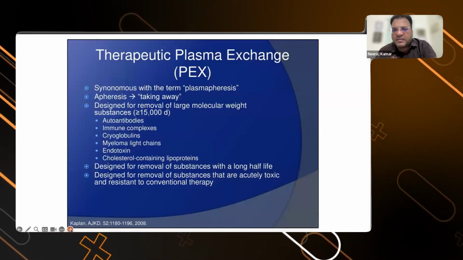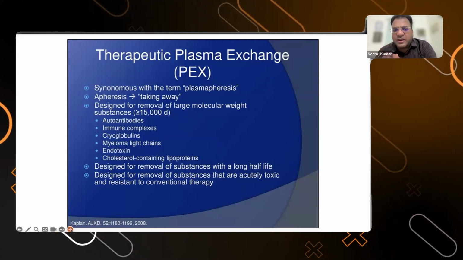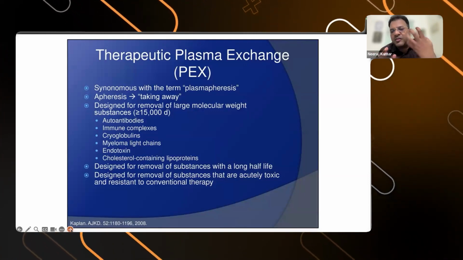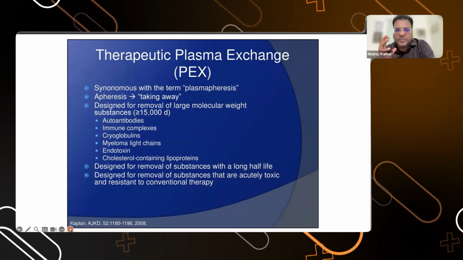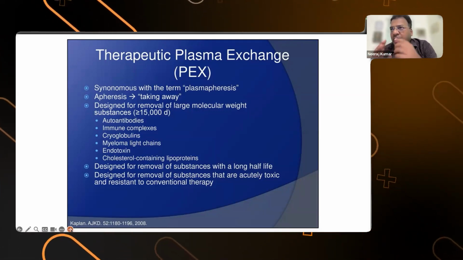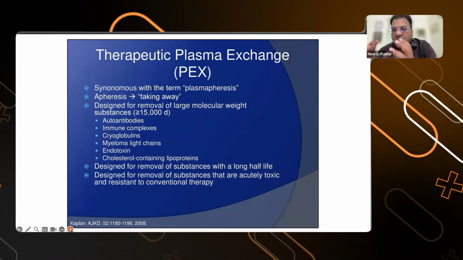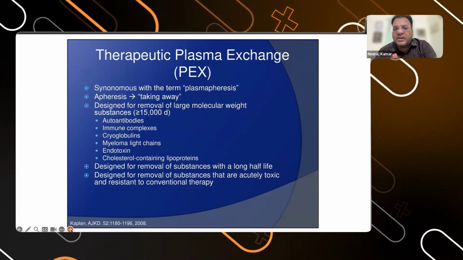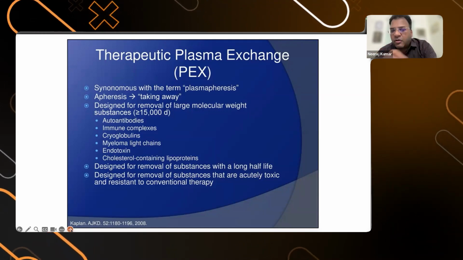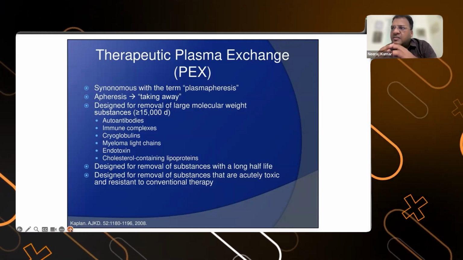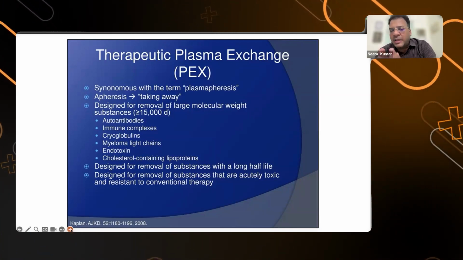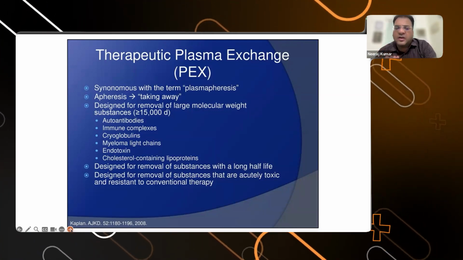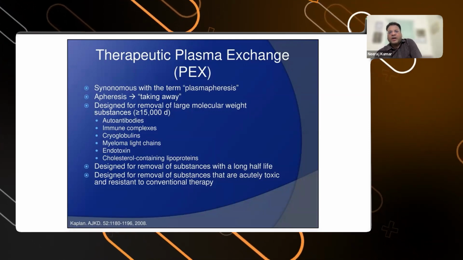So what is this PEX? PEX is basically plasmapheresis. Apheresis means taking away. It is designed for the removal of large molecular weight substances like autoimmune antibodies, immune complexes, cryoglobulins, many times myeloma light chains, endotoxins, and cholesterol, those that contain a large amount of LDL, like lipoproteins. So more than 15,000. Second, why are they designed?